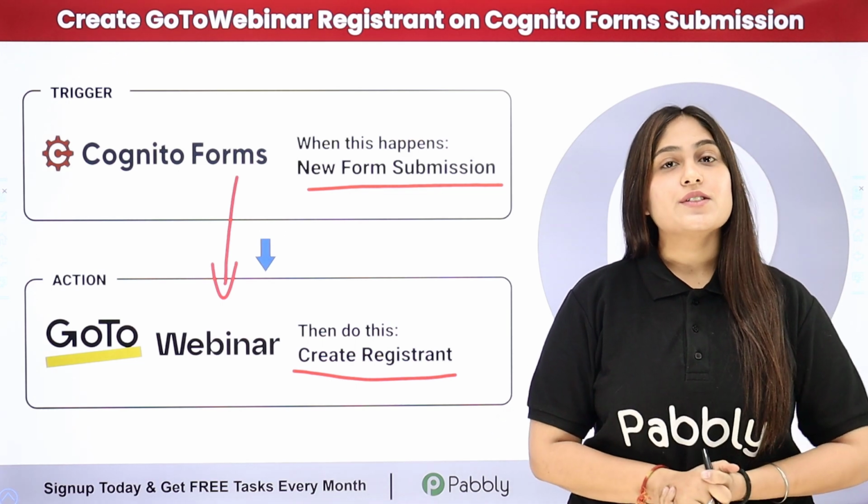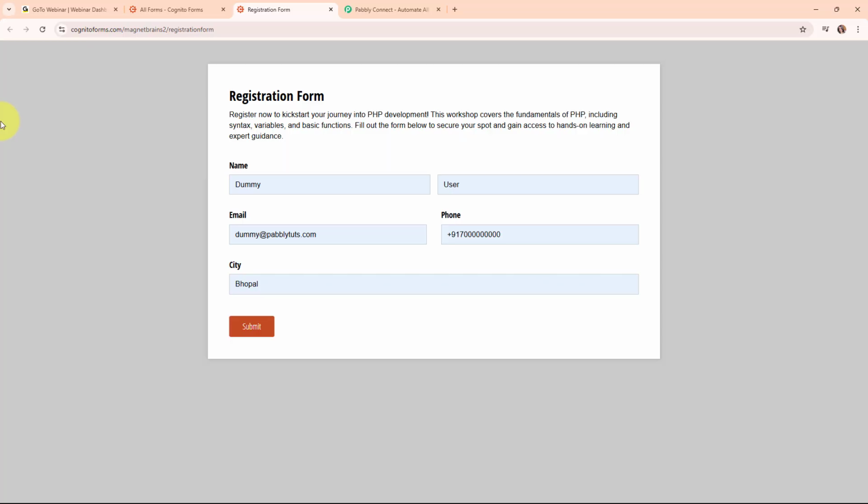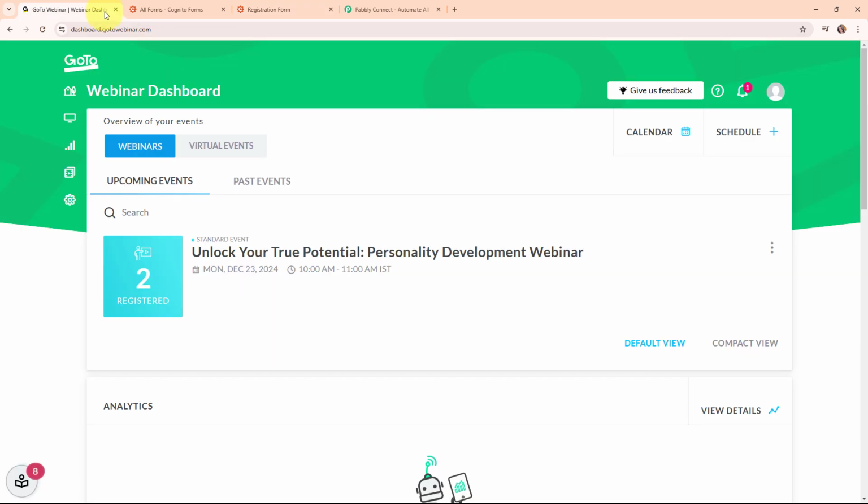So to see the working of this automation and to learn this process step by step, let me take you to my screen. Welcome to my screen. So as the owner of a professional training company, I have integrated my Cognito Forms with GoToWebinar to automatically add individuals who submit a registration form for an upcoming webinar directly to my GoToWebinar registrant list.